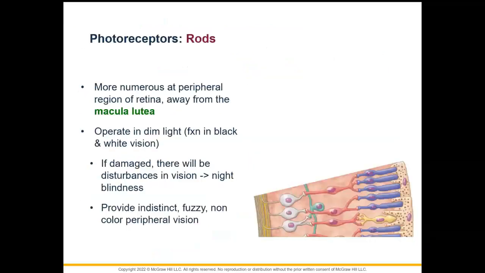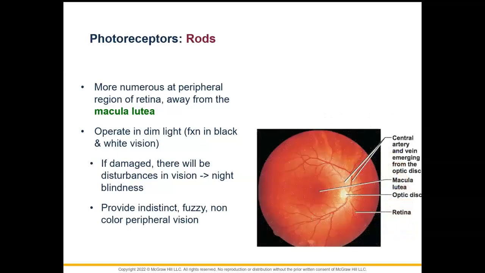So let's talk about those photoreceptors a little bit more. We have our rods, which are a type of photoreceptor, and they are going to be the most numerous at the periphery region of the retina, away from an area known as the macula lutea. So you can see here our cones are going to be the yellow ones, we'll talk about those in a minute, and the purple are representing the rods. These are our photoreceptors. So what is this macula lutea?